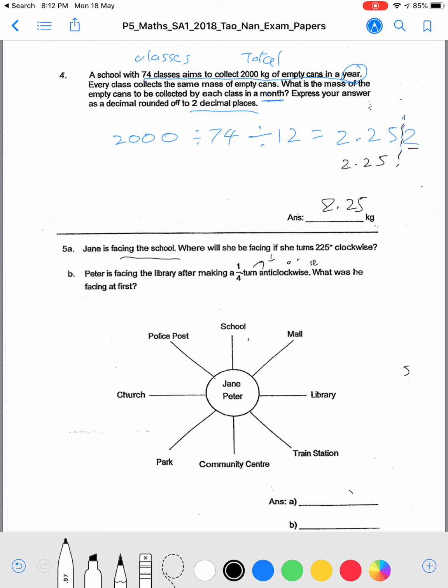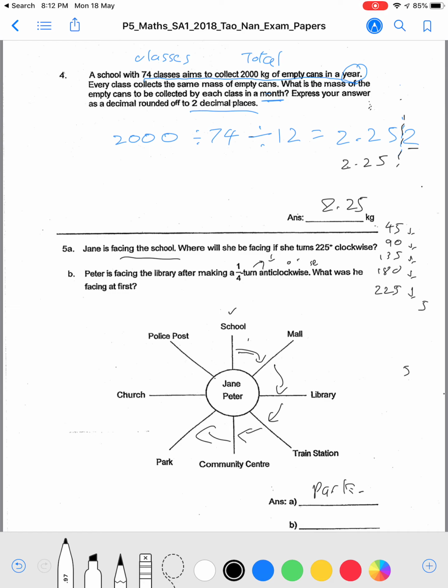Okay, so next one, the part A, right? So Jane is facing the school, so turn 225 clockwise, right? So how many 45s are there? 45, 90, 135, 180, 225. So you have to move 5 steps. 1, 2, 3, 4, 5. 5 steps clockwise. So he will be at the park.